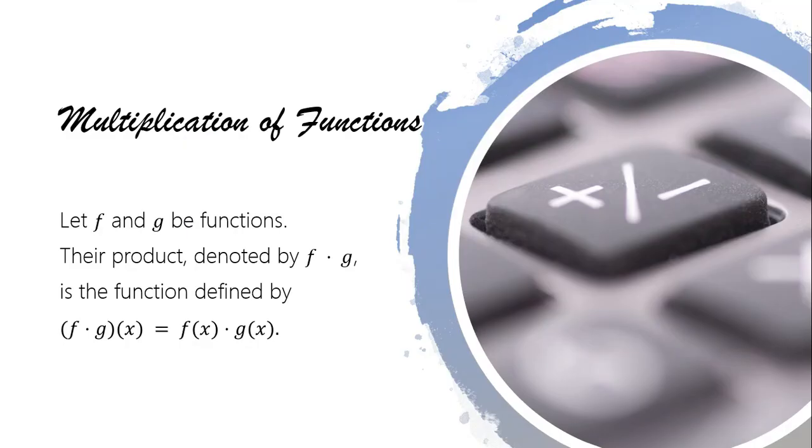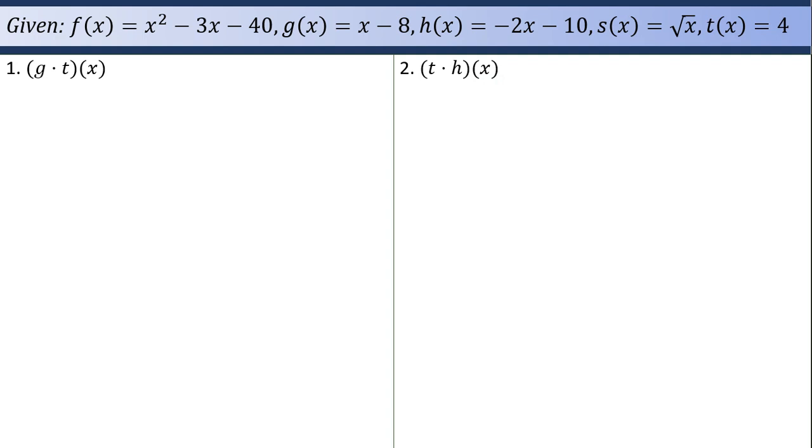Pumunta naman tayo ngayon sa pangatlong operation. We have multiplication of functions. Let f and g be functions. Their product, denoted by this symbol, is the function defined by f times g of x is equal to f of x times g of x. Okay? Let us now consider some examples.